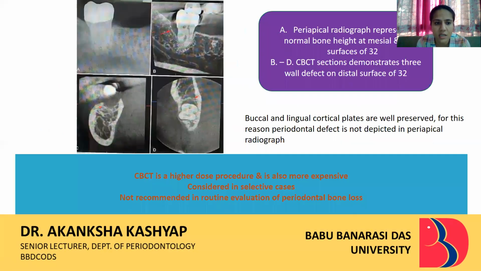Here you can see figure A is a periapical radiograph, while B, C, and D are the CBCT images. This periapical radiograph in relation to 3-2 shows the normal bone level. It does not show any type of bone destruction. While in B, C, and D, you can appreciate that 3-wall defects are present. 3-wall means 3 walls are remaining. These 3-wall defects can easily be appreciated on the CBCT sections.